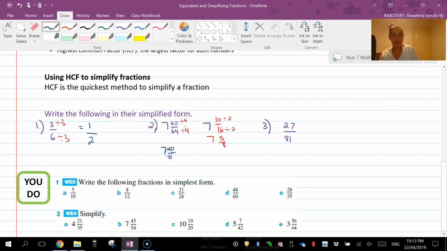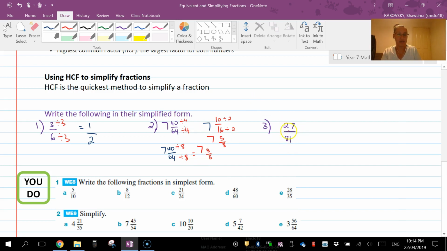so I can actually take my 7 and 40/64ths and divide them both by 8, because that is the highest common factor of both those numbers, and the answer is still going to be 7 and 5/8. So we can see here that it doesn't matter how you get there. This is just a bit longer. This one here is the quicker and faster way.